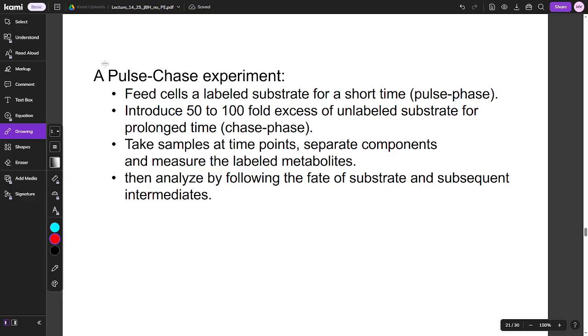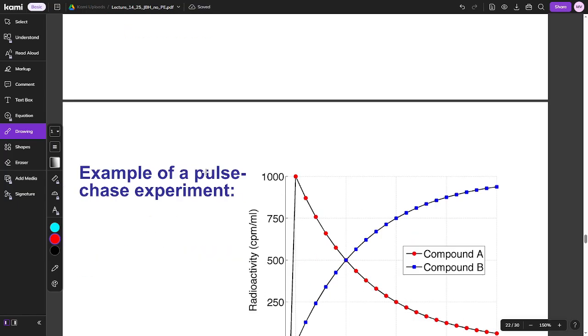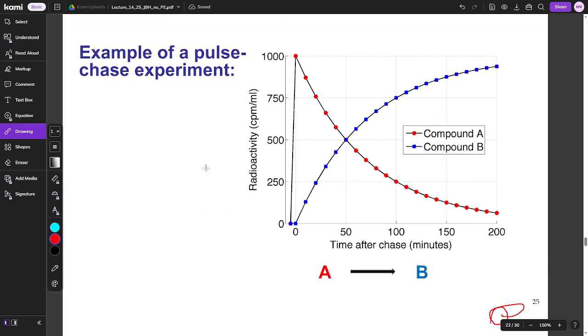Yeah, so this is where I would start paying attention. Pulse chase is something they can test you on. So you see this graph, and let's imagine you don't see this down here. You should be able to tell what the pathway is. If you look at this, compound A starts at 1,000, compound B starts at 0, and as compound A decreases, compound B is increasing.